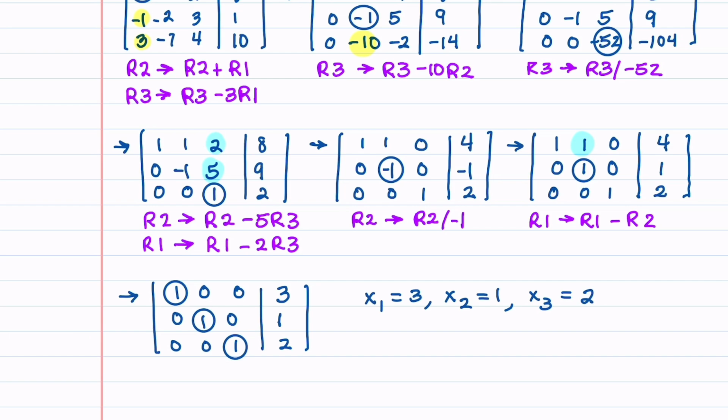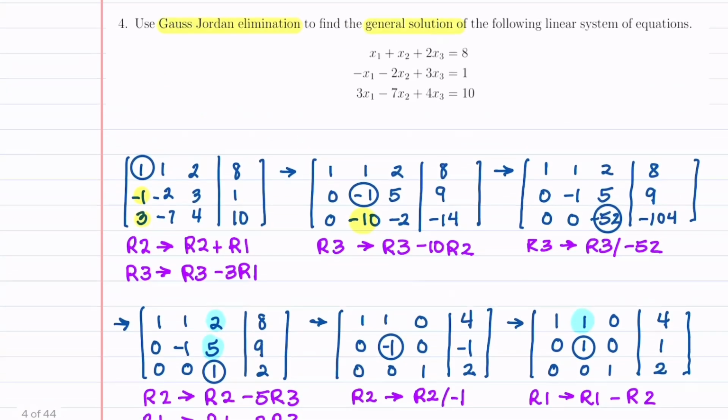The really nice built-in check that we can do is take these answers, go back up to the top, plug them in and make sure it's right. So let's put this in our head. We have 3, 1, 2.